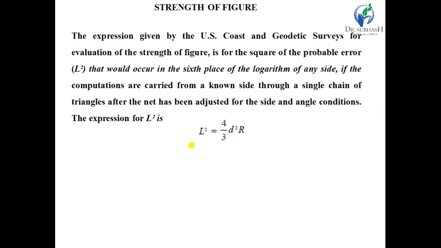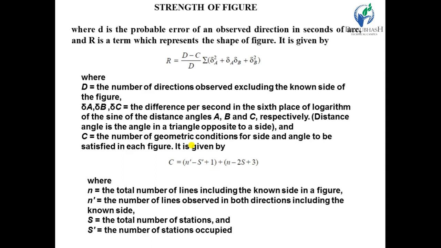The expression for L square is 4 by 3 d square into R, where d is the probable error of an observed direction in seconds of arc and R is the term which represents the shape of figure. Generally, R is represented as (D minus C) upon D into summation of delta square A plus delta A into delta B plus delta square B, where D is the number of directions observed excluding the known side of the figure. Delta A, delta B, and delta C are the differences per second in the sixth place of logarithm of the sine of the distance angles A, B and C respectively.